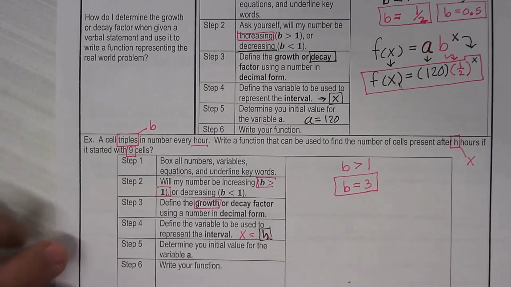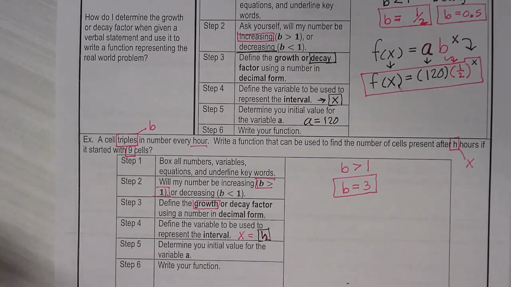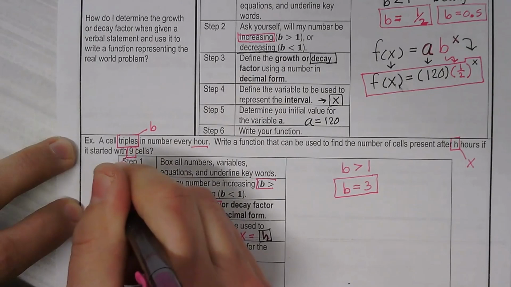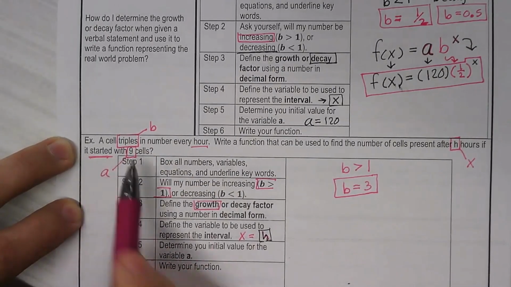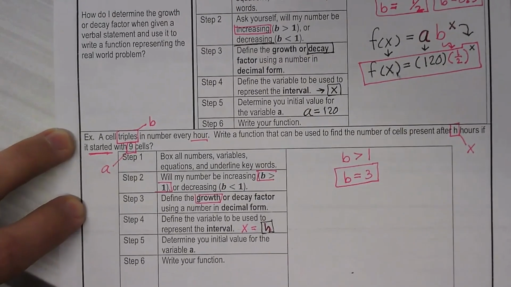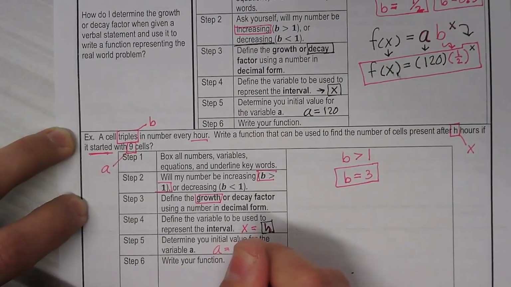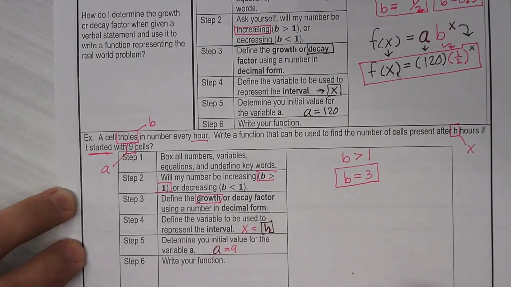Step 5, it says determine your initial value of the variable a. Well, there's only one thing left that I boxed, and that's that 9. So that 9 is my a. Notice it said started. That's a keyword. If we started with 9 cells, that is my a, or what we call in a geometric sequence a sub 1, because that's what we're starting with. So my a is going to be equal to 9. And we are almost done here.